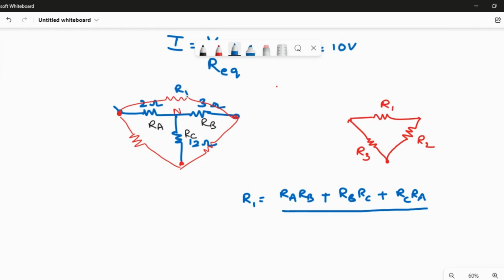This gives the numerator for R1. Exactly opposite to this R1 resistor is RC, so divide the whole thing by RC. That will be your R1 formula. After substituting the RA, RB, RC values in this equation, you will get the R1 value as 5.5.